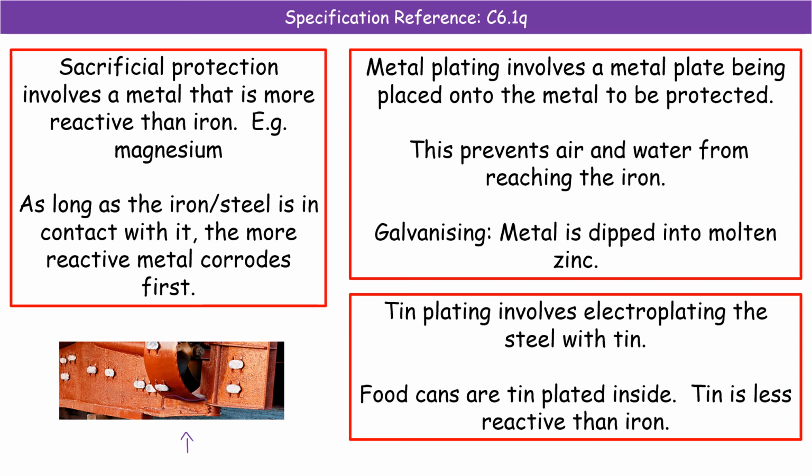However, if there's some kind of damage to the tin coating, what's actually going to happen is we're going to accelerate the rusting process for the iron, because iron is more reactive than tin, so to all intents and purposes, it's going to sacrifice itself to protect the tin. And that's the last thing we really want to happen, but that's what will happen.